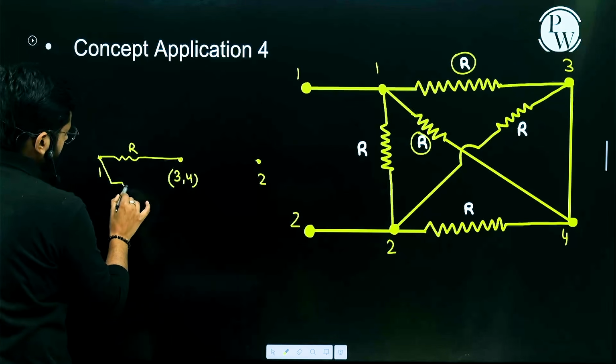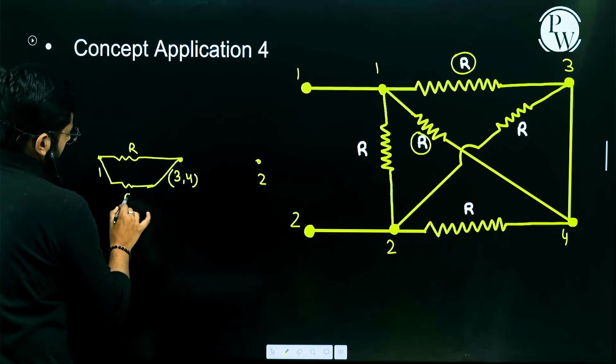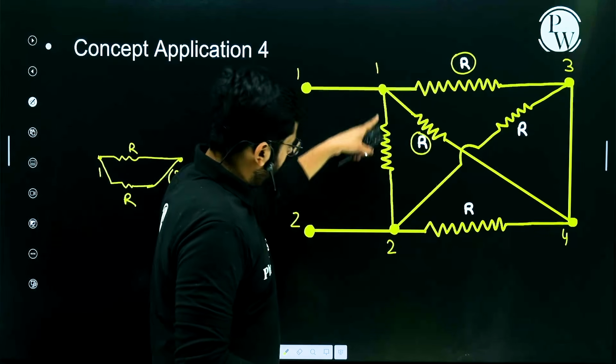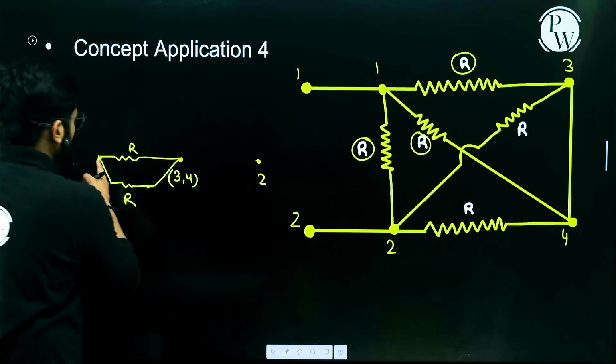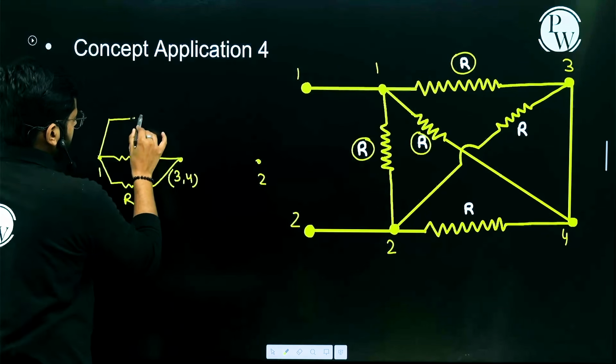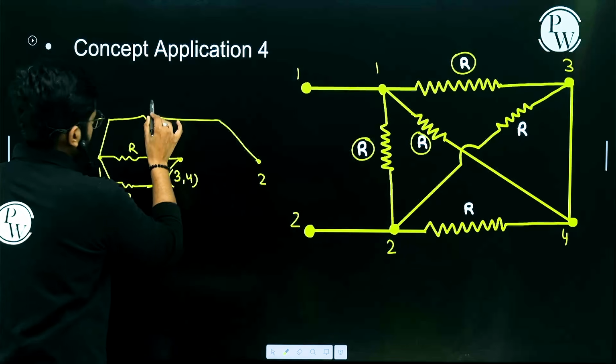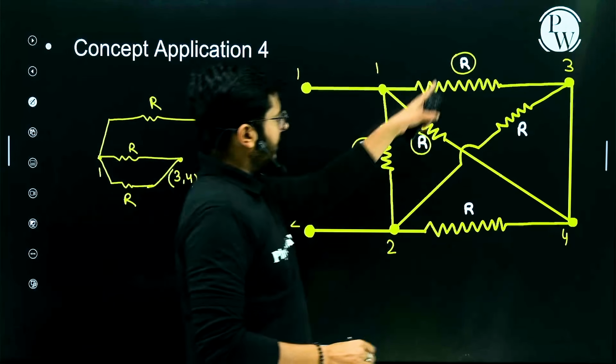So this is 1 and 4. Another resistance R. Between 1 and 2 you have another resistance R. This one. Between 1 and 2 over here like this. Okay. All right. So these three are taken care of.